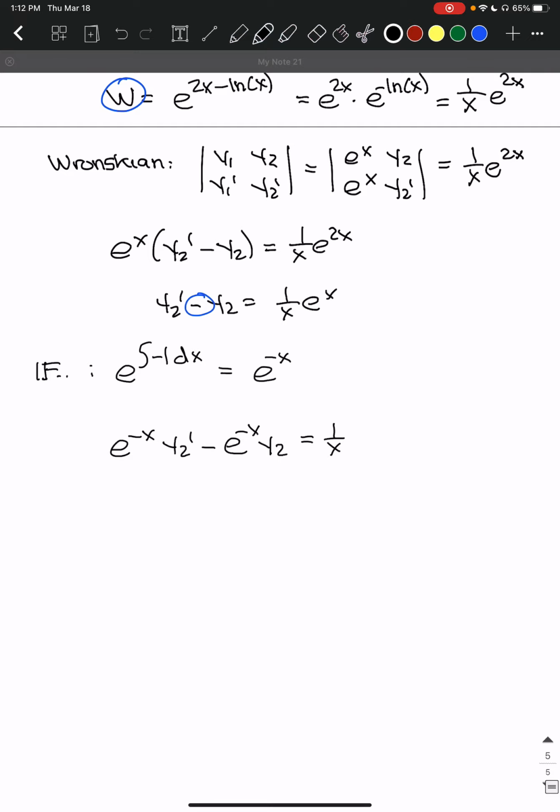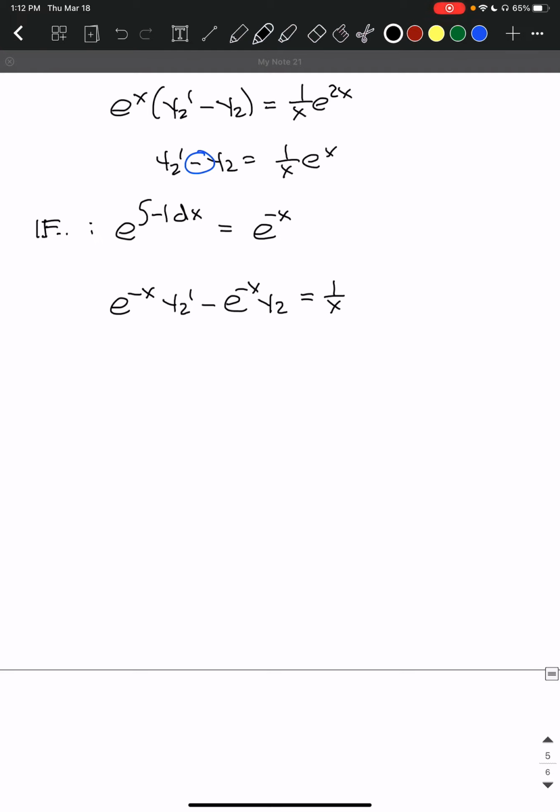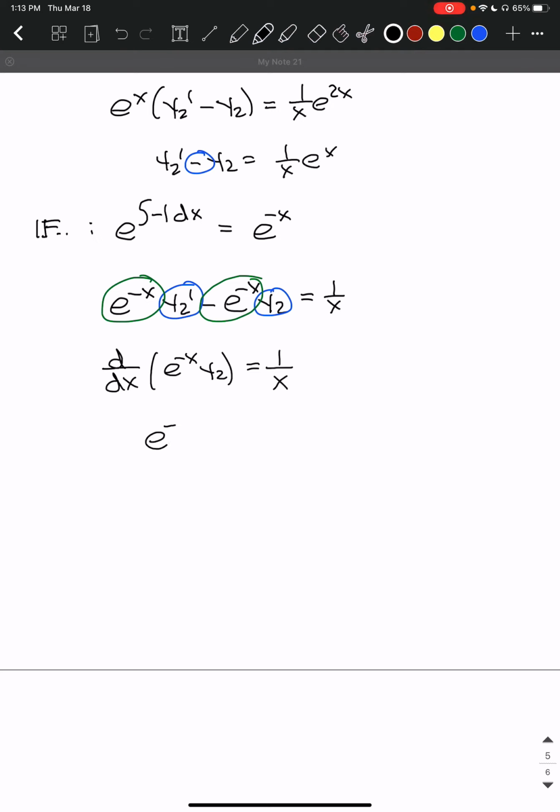What this will give me then, I look at the left-hand side pretty closely, and I'm always going to get a product rule, but it's always helpful to make sure. I have a function here, y2, and I have its derivative here. I have another function here, e to the minus x, and I have its derivative minus e to the minus x. So this is indeed just the derivative of the product of e to the minus x and y2. This is 1 over x. Again, I can integrate: e to the minus x times y2 is log of x plus c.